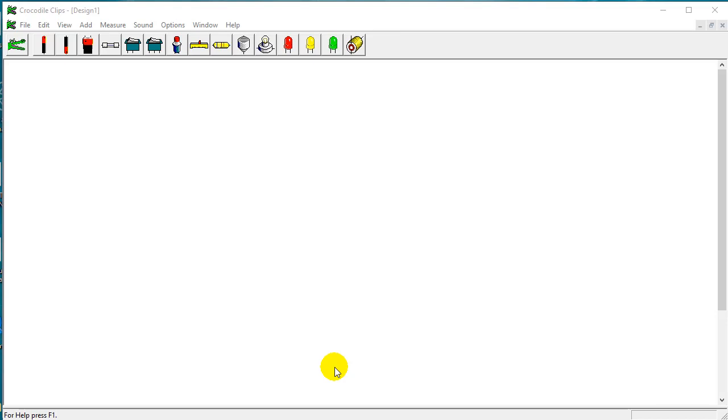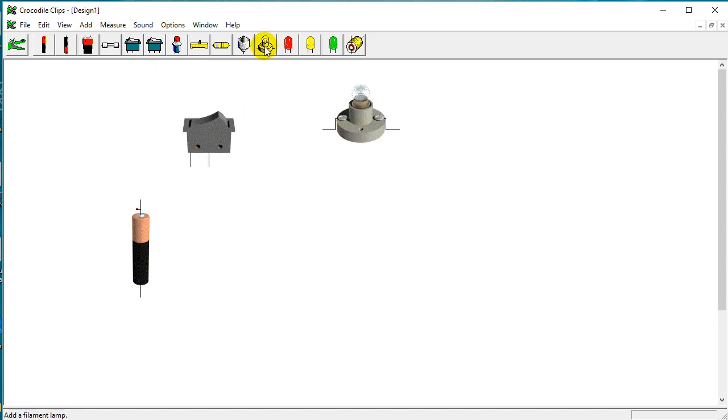Hello guys, now we're gonna start solving parallel circuits. For that we're gonna construct one circuit with one battery, one switch, and now we have to use two light bulbs, but instead of using them in series we're gonna place them in parallel.